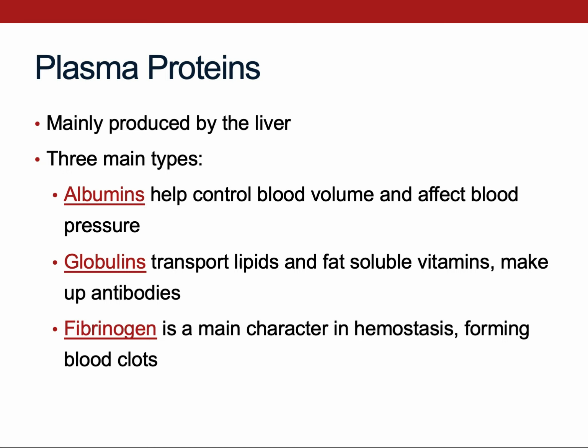to stop bleeding. You also have albumins, which help control the volume of your blood and your blood pressure, and you have globulins, which transport lipids or fats, as well as fat-soluble vitamins A, D, E, and K, and they also help make up antibodies.